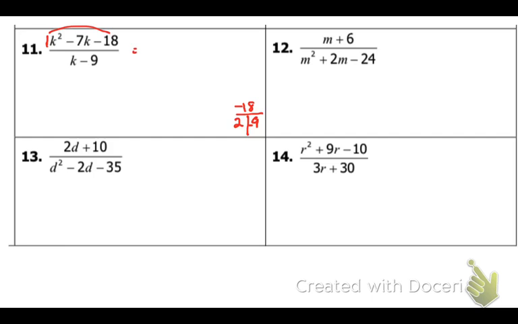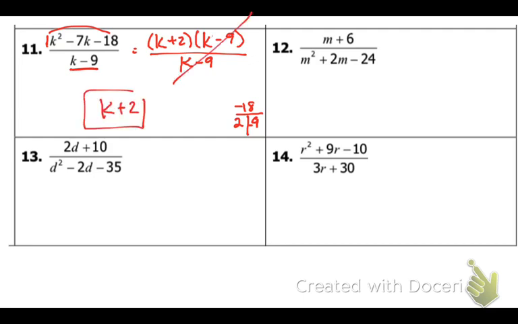So now at the top here, I'm going to have x plus 2, x minus 9. Whoops, not x. This is k. So k plus 2 and k minus 9. And then k minus 9, I can't factor this here, so I have to leave it alone. But if you look here, these cancel out, so you're left with just k plus 2 as your final answer.